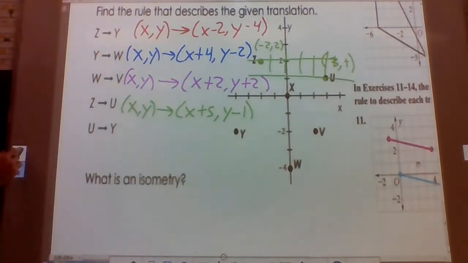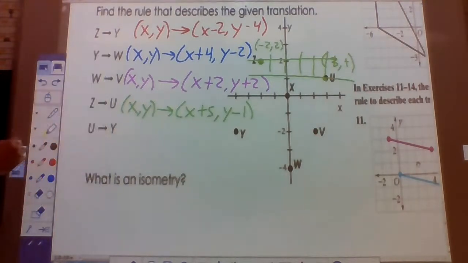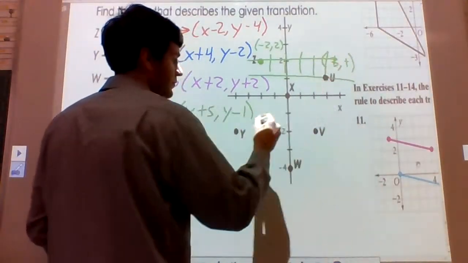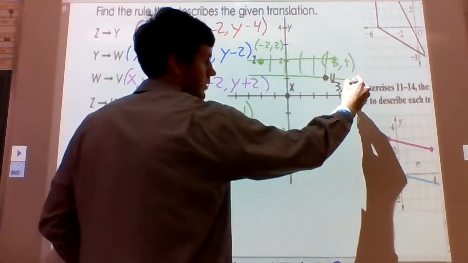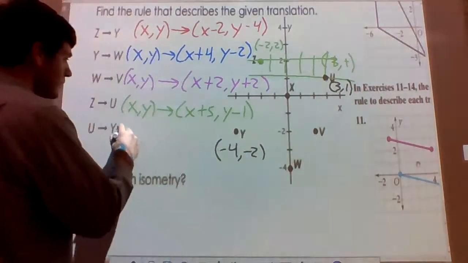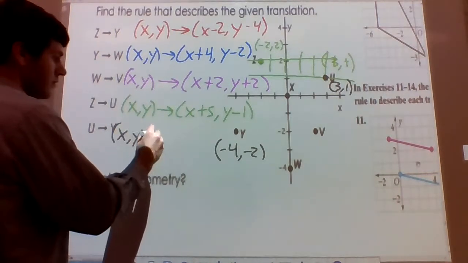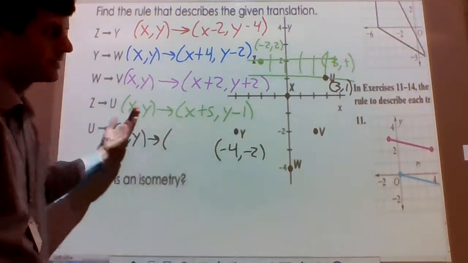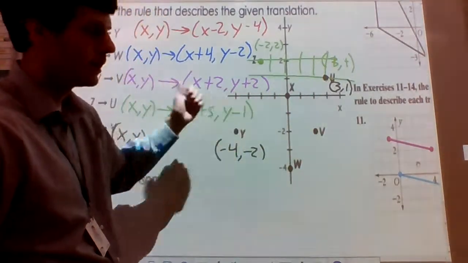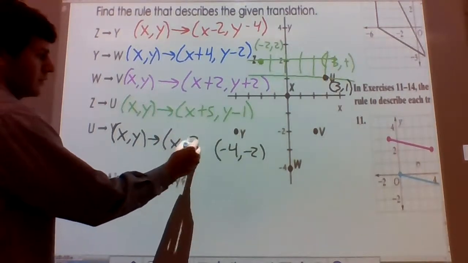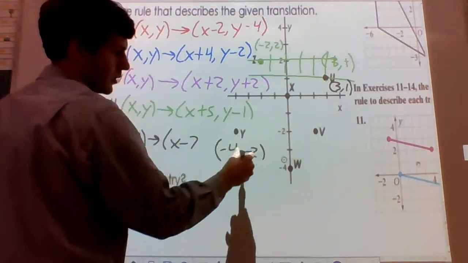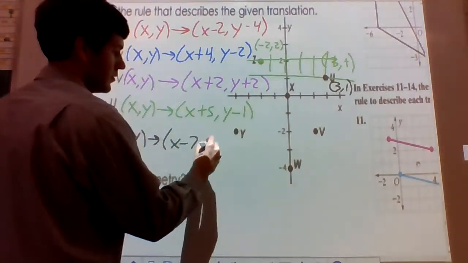Okay, and then the last one here, U to Y. So here's U, here's Y. Again, U is 3, 1. Y is negative 4, negative 2. So how do we get there? We have to go left 7. 3 to negative 4 is 7. So 1, 2, 3, 4, 5, 6, 7 to the left. So x minus 7. Then how do we get to negative 2 from 1? We have to go down 1, 2, 3. So that's y minus 3.